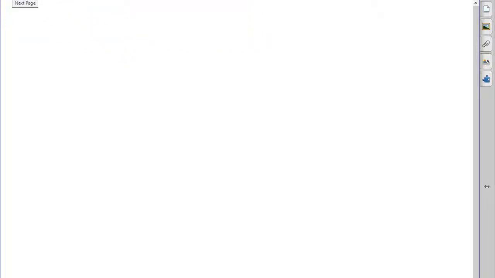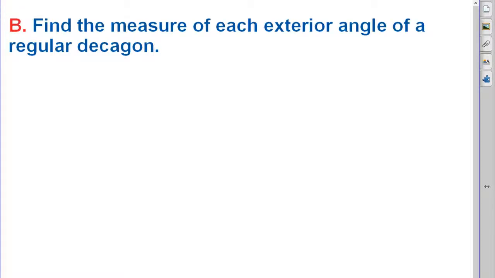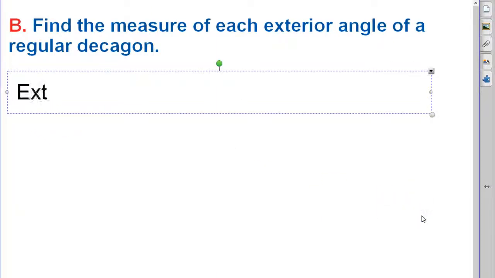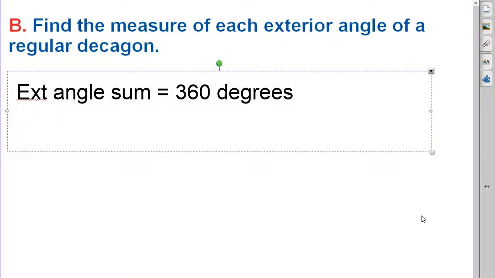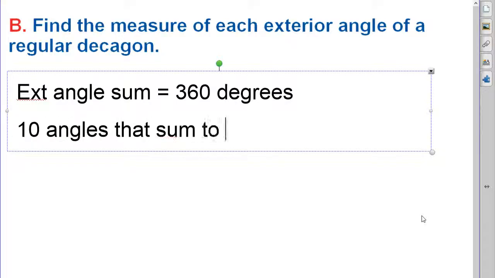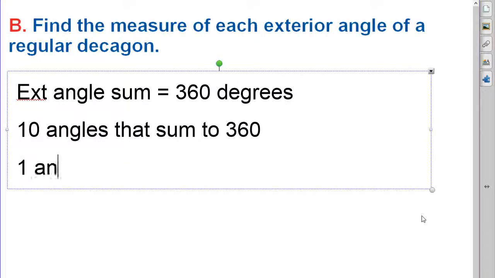Okay, so hopefully that was kind of tedious, and now that last theorem is stuck in your brain. Next question then. Find the measure of each exterior angle of a regular decagon. Okay. Well, this is pretty easy because the exterior angle sum is 360 degrees. We already said, hey, a regular decagon has all the angles congruent. So it's 10 angles that sum to 360. So one angle equals 360 divided by 10. Whoops, not 210, 10, which is 36 degrees.